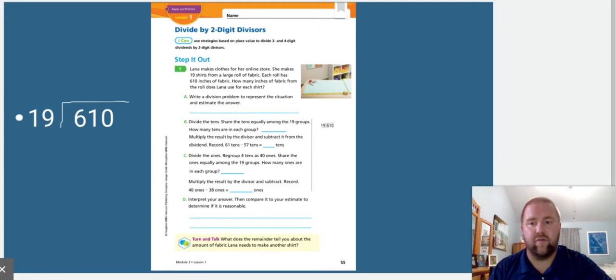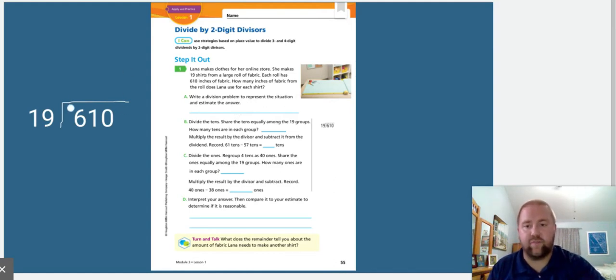So just as a reminder, in this example I have right here, 19 would be my divisor, and 610 would be my dividend. All right. So in the example that we have here, it says Lana makes clothes for her online store. She makes 19 shirts from a large roll of fabric. Each roll has 610 inches of fabric. How many inches of fabric from the roll does Lana use for each shirt? So it says to write a division problem to represent the situation and estimate the answer.